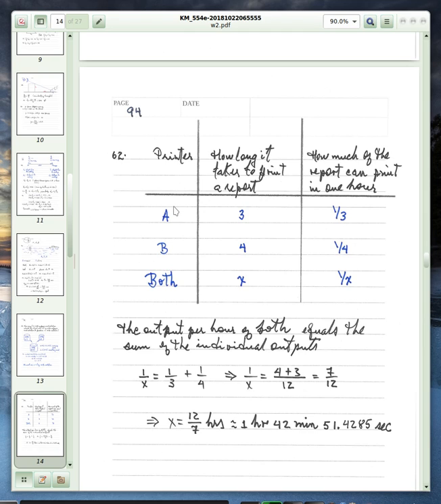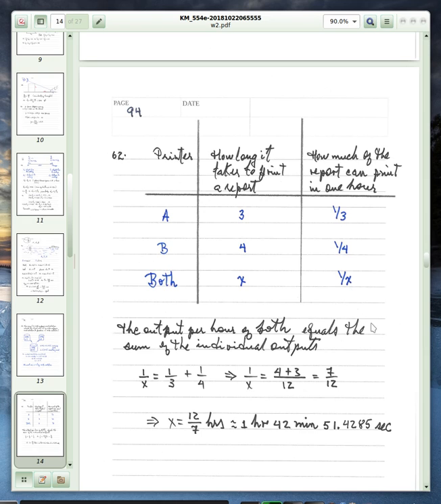If printer A prints the report in 3 hours, then that printer in 1 hour is going to print 1/3 of the report. If printer B prints the report in 4 hours, each hour is going to do 1/4 of the job. Now, both of them together, it takes them X hours. We don't know how much, so we say X. But using this principle, each hour, both of them together are going to do this fraction of the print job.